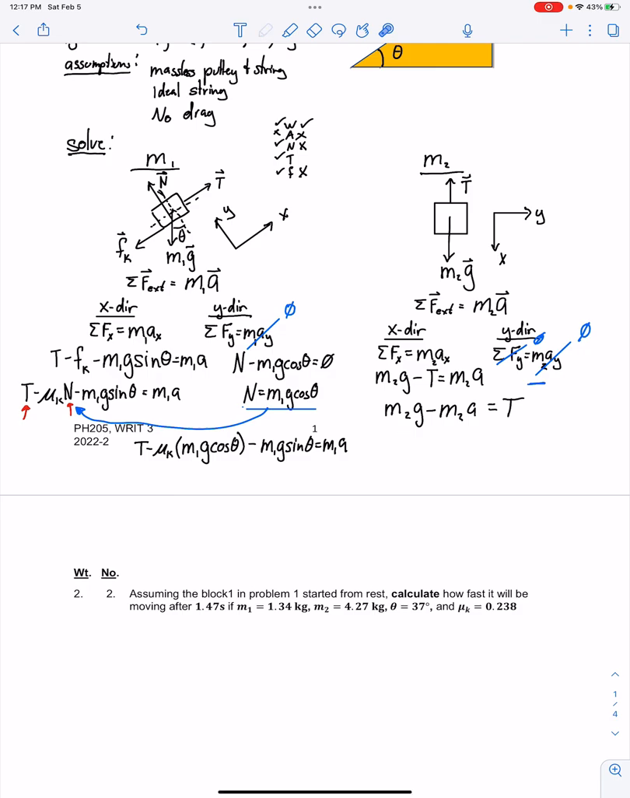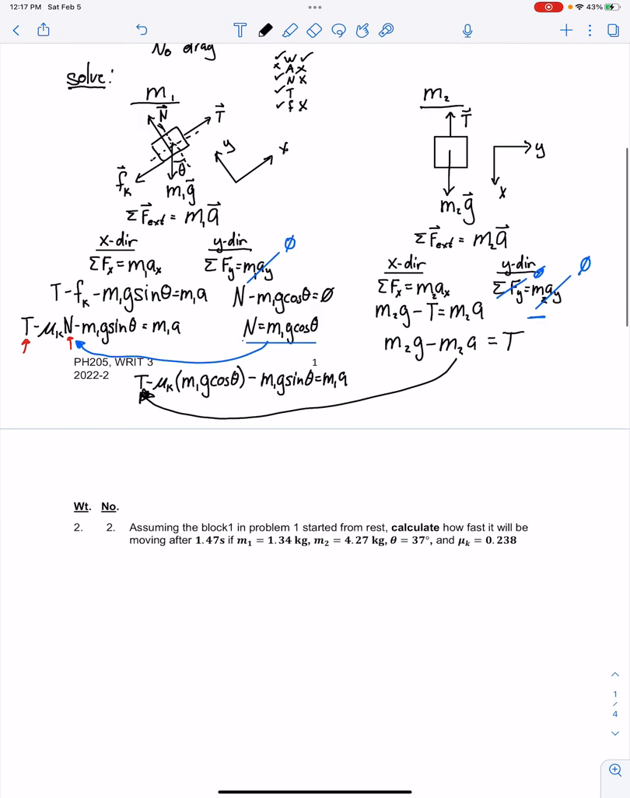We can now plug that expression for t into our other expression, and we will have eliminated t, and you get m2g minus m2a minus mu k m1g cosine theta minus m1g sine theta is equal to m1a.